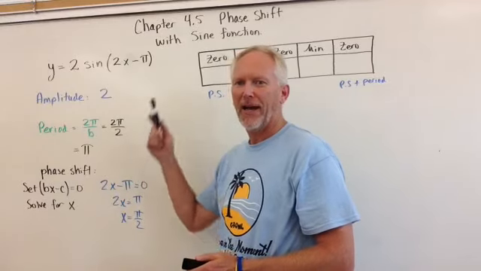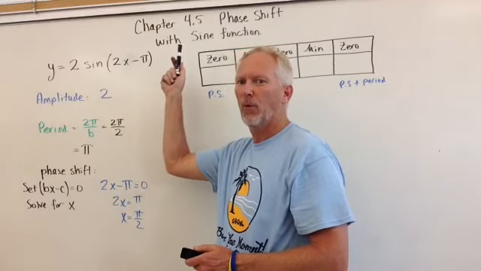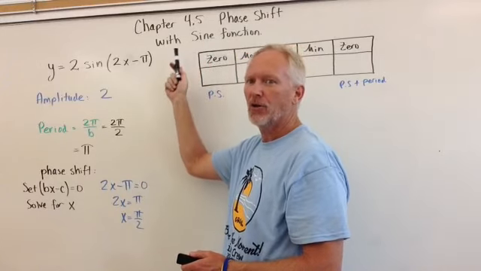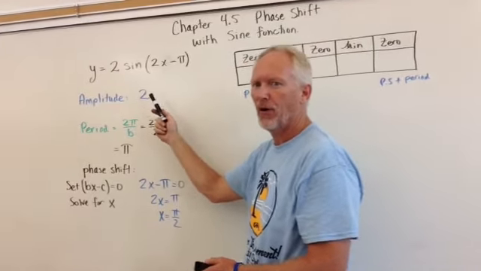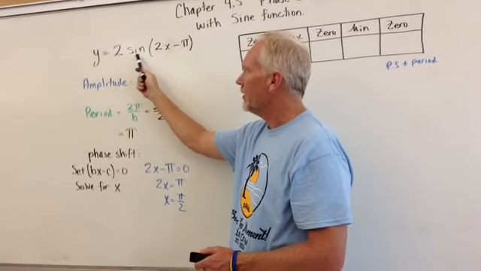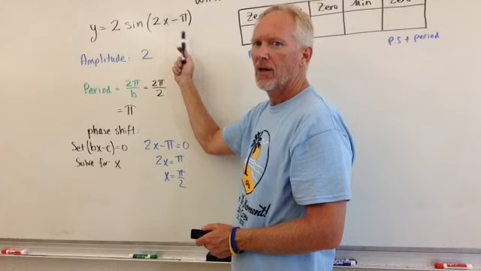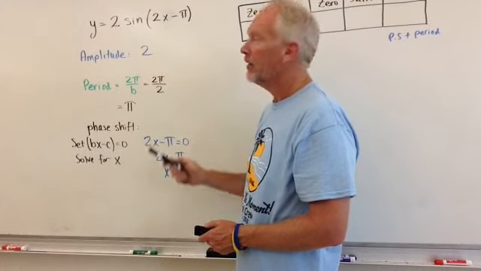All right, here we are. We're looking at chapter 4.5, a phase shift with a sine function. Okay, so here we have the function y is equal to 2 sine (2x minus pi).